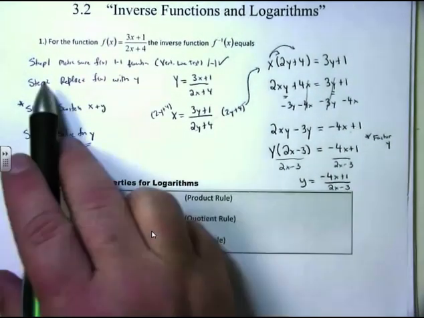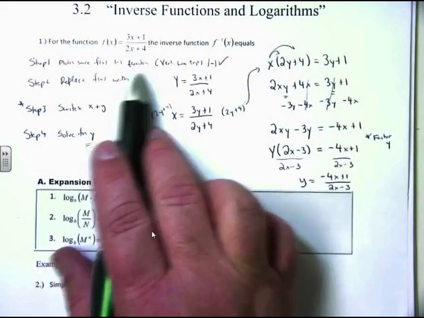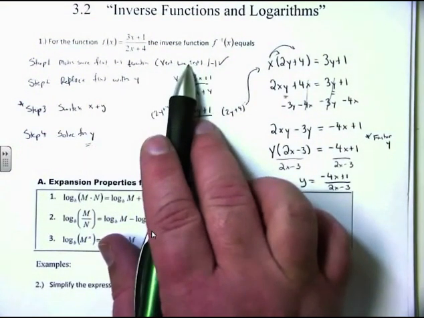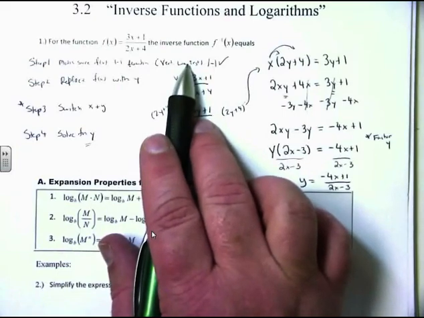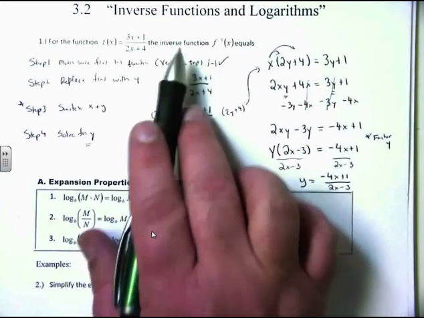So, step 1, make sure you have a one-to-one function. And typically, graph it, make sure it passes the vertical line test. Any vertical line should only intersect the graph at one spot. After it is a one-to-one function, because only one-to-one functions have inverse functions.